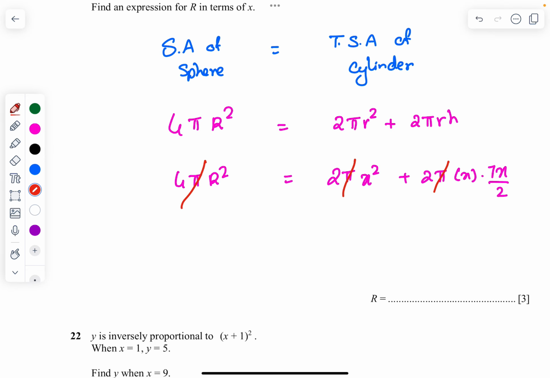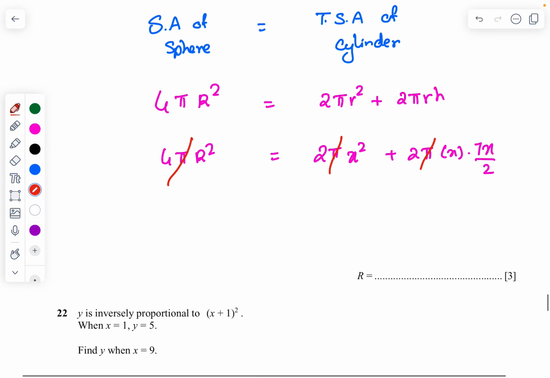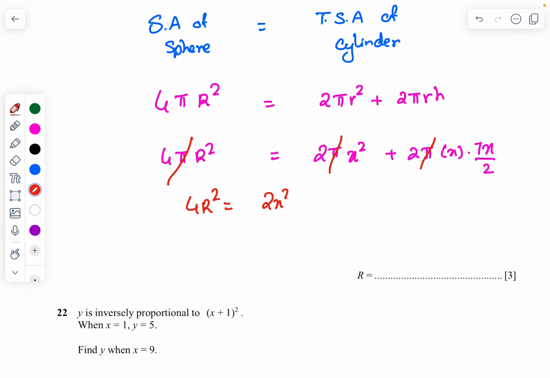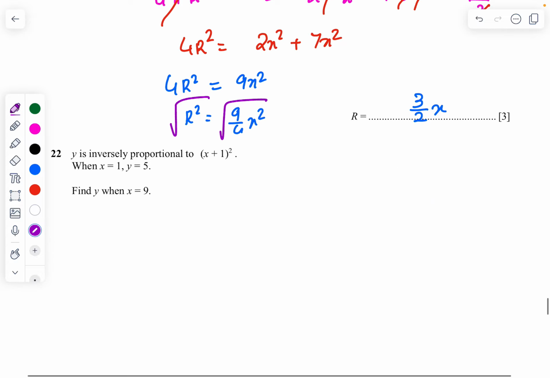Pi, pi and pi get cancelled. Then I have to get an expression for r in terms of x. So 4r square equals 2x square plus 7x square, since 2 and 2 get cancelled. So it becomes 4r square equals 9x square. R square equals 9 upon 4 x square. Taking the square root on both sides, r equals 3 upon 2 x.